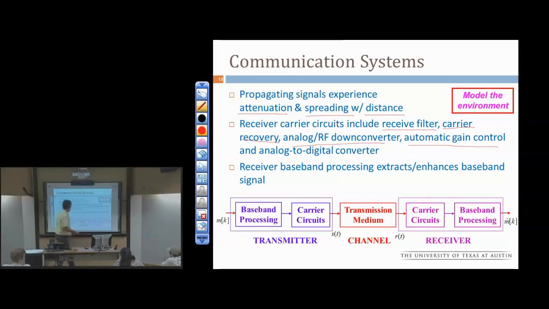And then finally, after we go through all the receiver, so that's all the carrier circuitry. After the carrier circuitry, the baseband processing would be extraction and enhancement. So this would be additional filtering, decision, thresholding the nearest symbol amplitude values.